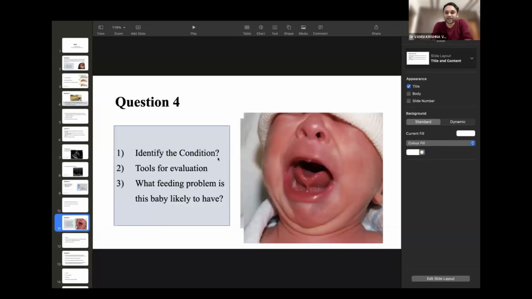So can someone identify the condition? Now I'm able to see the chat, so you can type in the chat also. Yeah, it's a tongue tie. So what are the different tools for evaluation?